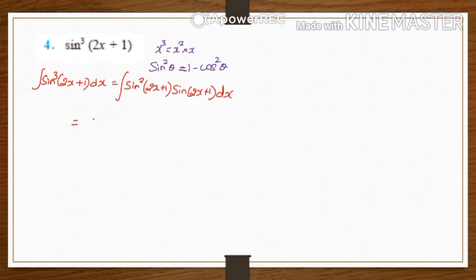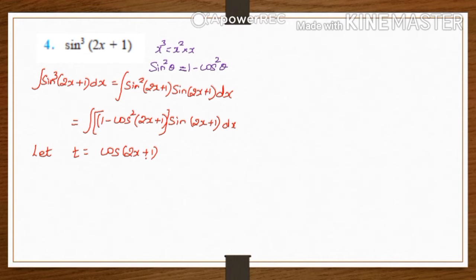So we can write it as integral 1 minus cos square (2x plus 1) into sine (2x plus 1) into dx. This sine (2x plus 1) is common for both the terms, so that's why we used bracket. Now let us take the substitution t is equal to cos (2x plus 1).